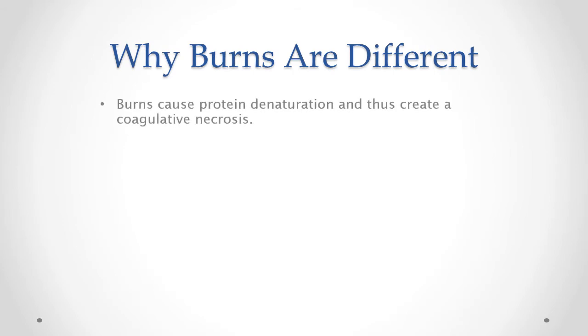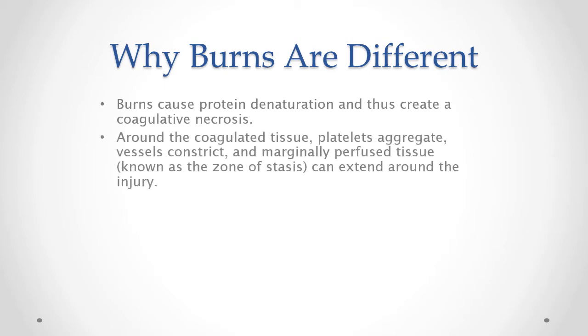So why are burns different? Burns are basically protein that is denaturized, right? Just like you take an egg and you put it in the frying pan and the clear turns into white, you get a coagulative necrosis that occurs. So where it gets heated up, it creates coagulated tissue, the platelets aggravate, the vessels constrict, and then you get marginally perfused tissue, which basically expands the zone of damage, which is what we call the zone of stasis, because we're looking for where does it stop. And that can extend around the initial burn injury.